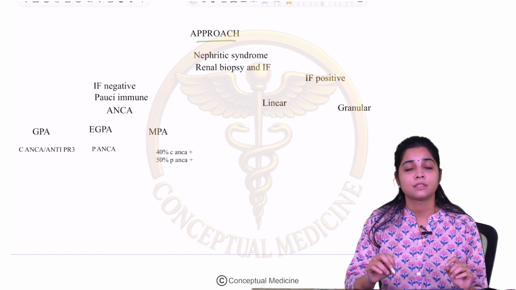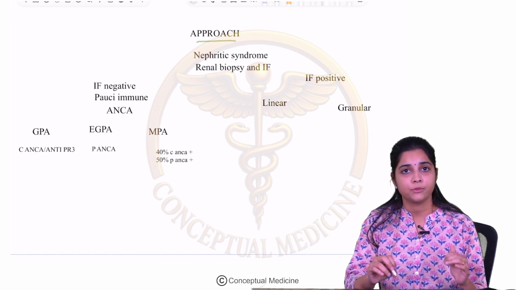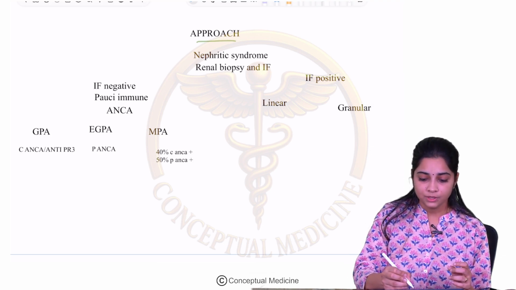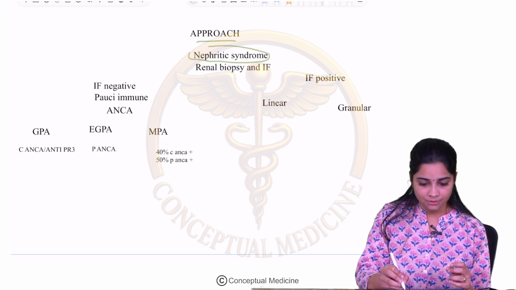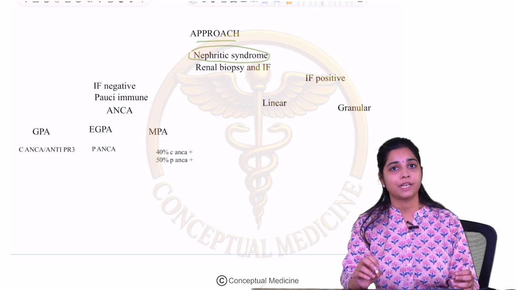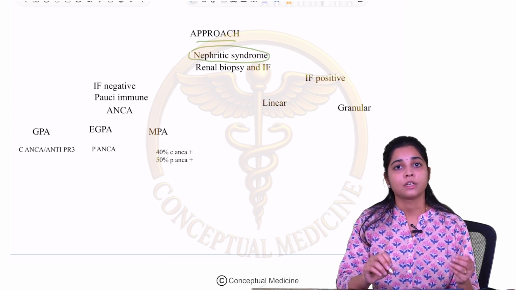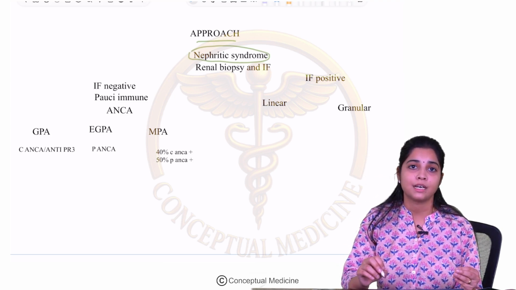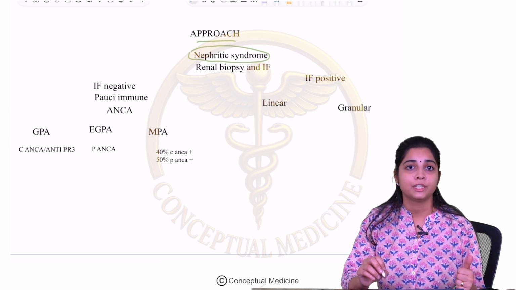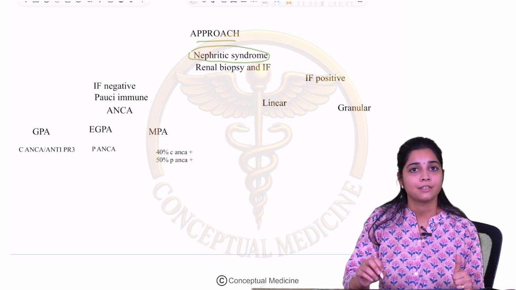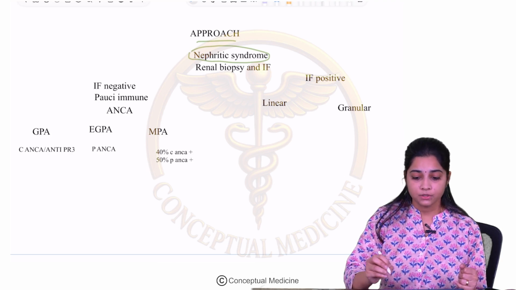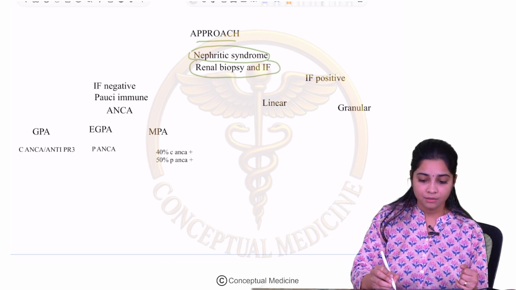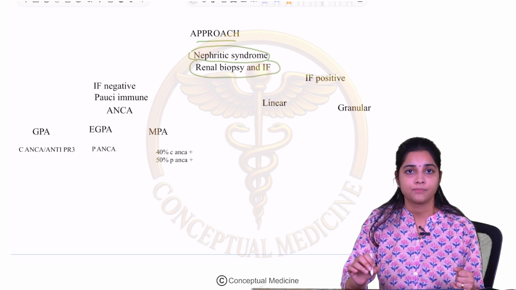Now this patient has presented to you with oliguria, hematuria, hypertension and urine analysis showing hematuria or proteinuria. You have diagnosed him as nephritic syndrome, right? Or if the patient presents to you with anasarca, hyperlipidemia and proteinuria in the urine, you have diagnosed him as nephrotic syndrome clinically. So the next step will be to do a renal biopsy and an immunofluorescence, right?